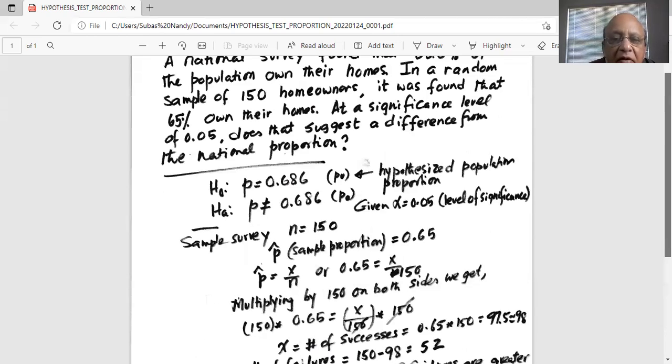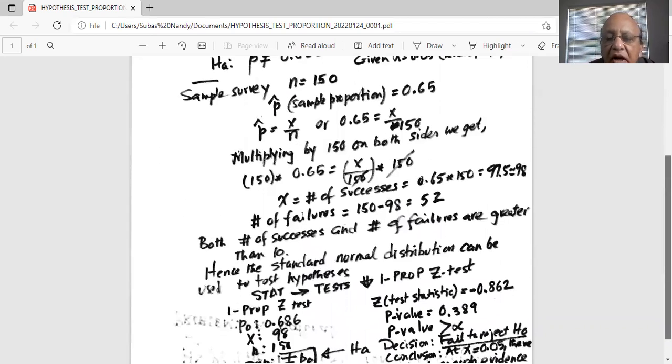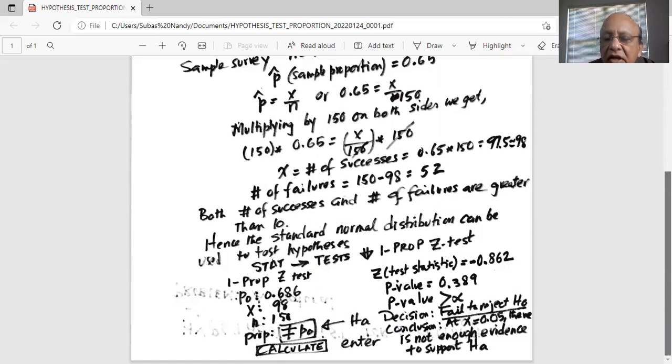That means fail to reject H0 means I'm going to stay with the null hypothesis. Therefore, I state the conclusion: at alpha equal to 0.05, there is not enough evidence to support the alternate. Why? Because I failed to reject the null hypothesis. Therefore, at level of significance of 0.05, there is not enough evidence to support HA.